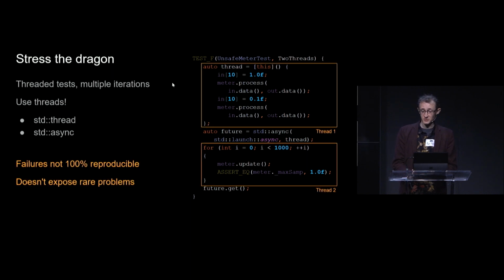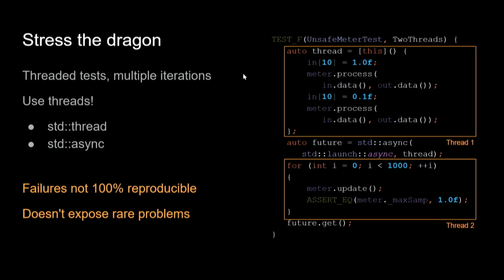Now, with modern C++, it's very easy to instantiate threads, especially in tests. So here we have our two threads. One is our update thread, and one is our process thread. We can just instantiate this in a test. It will run. It will go a million times, and usually, if there's a bug there, it will find it.